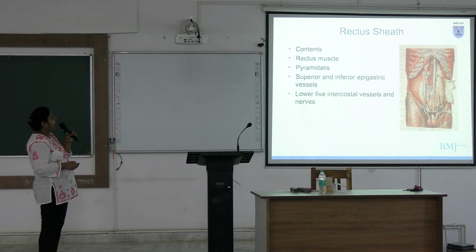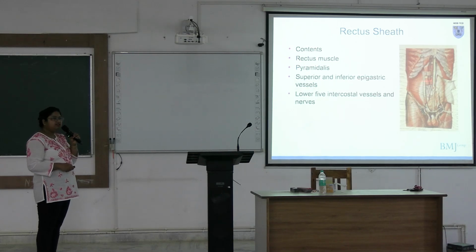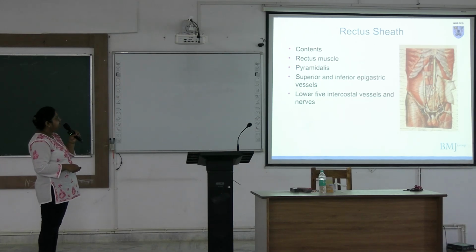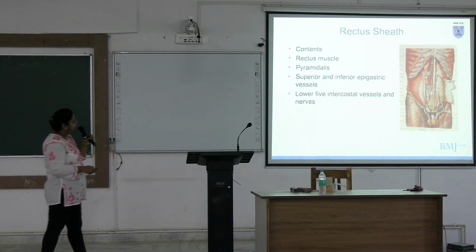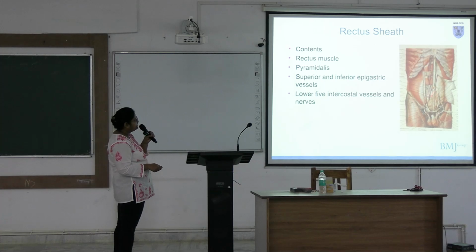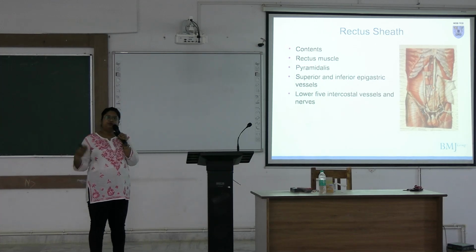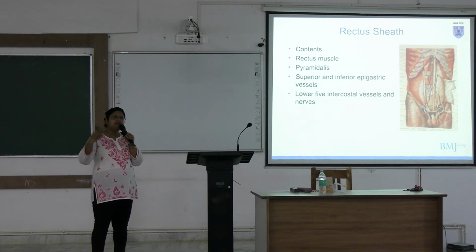Next, we are going to the contents of the rectus sheath. Contents are rectus abdominis muscle, pyramidalis, superior and inferior epigastric vessels, and lower 5 intercostal vessels and nerves. You can see here, this is the rectus abdominis muscle. Here the vessels have been shown. Vessels are lying just above the posterior layer of rectus sheath, beneath the muscle, deep to the rectus abdominis muscle.